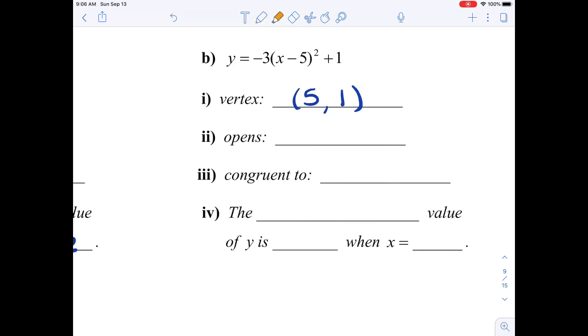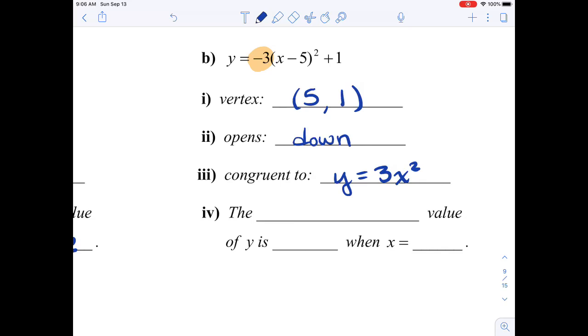And then we look at the a value. It's a -3. So that -3 is telling us two things. The negative is telling us that it opens down. And the 3 part tells us that it's going to be congruent to, or the same shape as, anything that has a 3 as its a value, whether it's a +3 or a -3. So it's going to be, and I should say, 3x squared.